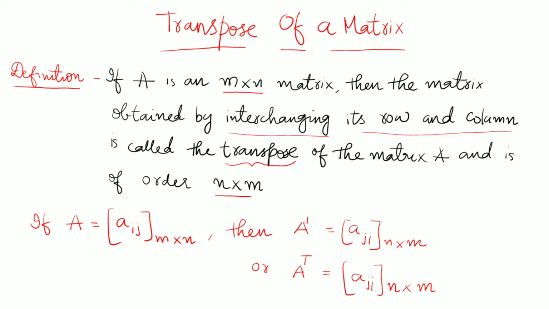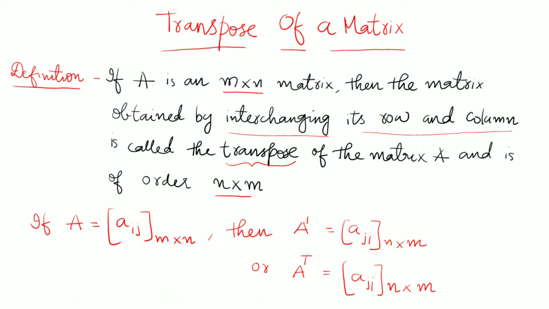Moving on to the next topic, that is the transpose of a matrix. In the transpose of a matrix, you have a definition. Actually, it is very simple. For transpose, you have to just interchange row and column. In a question, there will be a matrix, and you have to just interchange row and column. I'll tell you the definition.